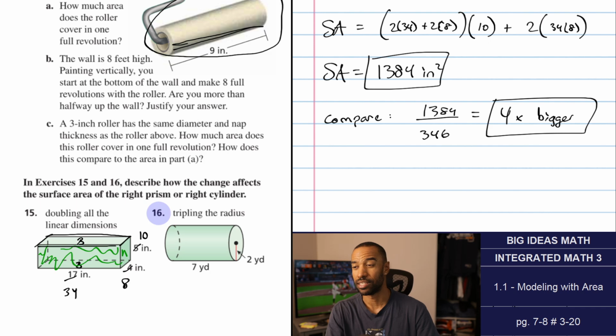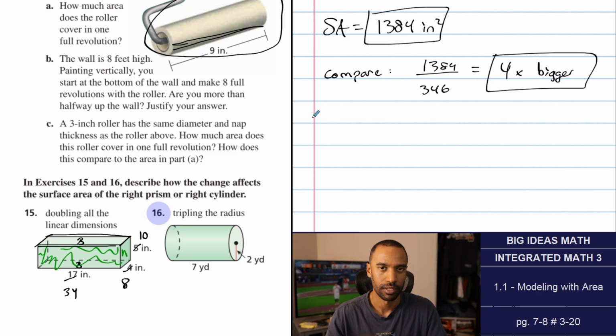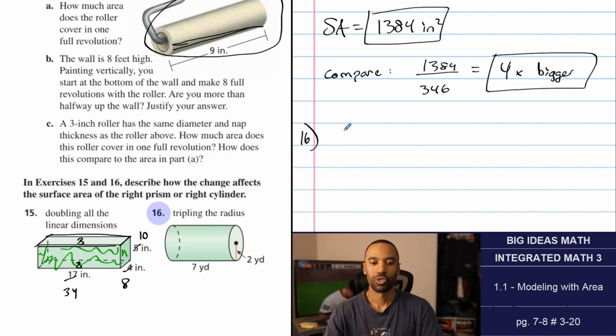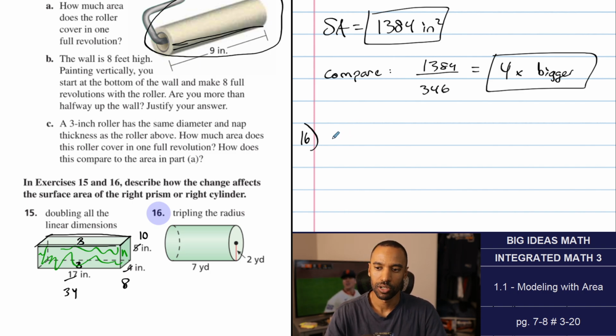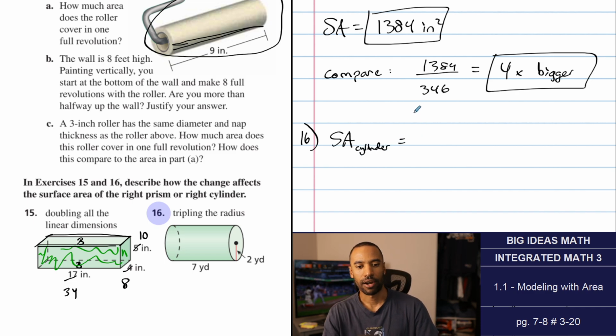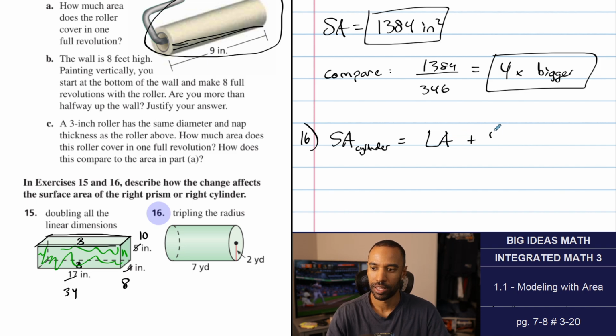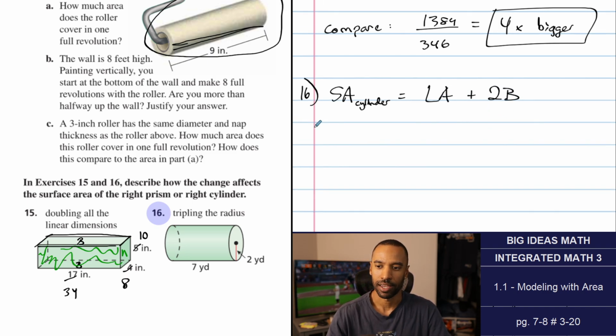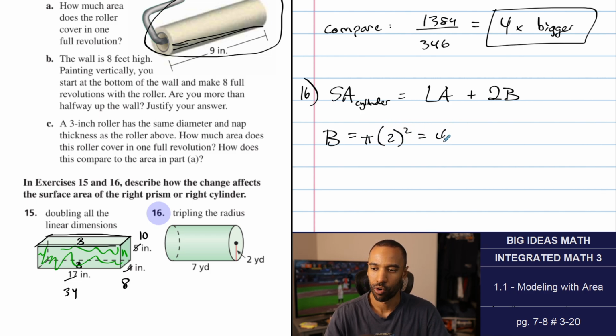Now, if we triple the radius, this is just the radius, not everything, just the radius. This is not going to be 9 times bigger or just 3 times bigger. I actually want to compute this one. So tripling the radius, let's consider the original cylinder, surface area of a cylinder. It's also lateral area plus area of your two bases. However, in this case, your base areas are pi r squared. So pi times 2 squared, which is 4 pi. Let's leave that for now. 4 pi square yards. So 2 bases is going to be 8 pi square yards.